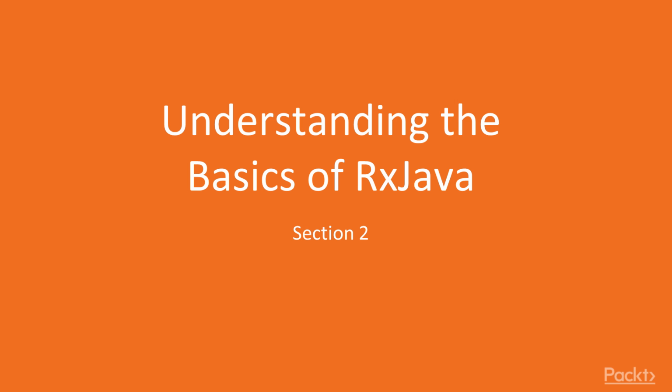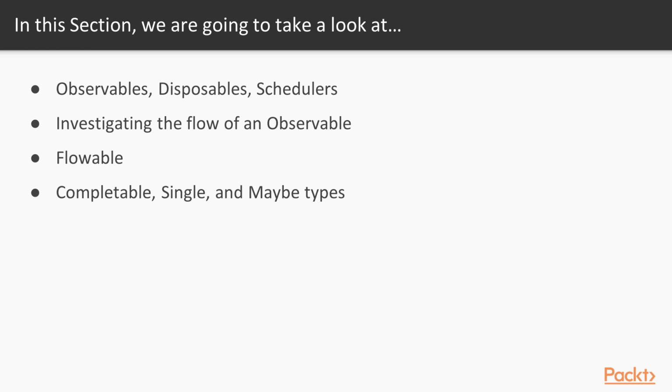Hi, welcome to the next section of the course, Basics of RxJava. In this section, we'll start by learning about observables, disposables, schedulers. Then we'll investigate the flow of an observable. Moving further, we'll learn about flowable. After that, we'll learn about completable, single, and maybe types.